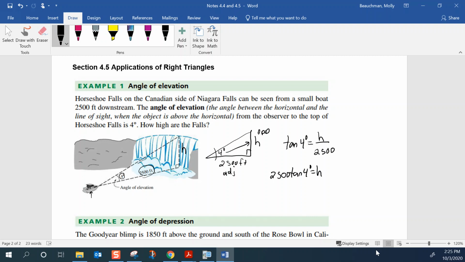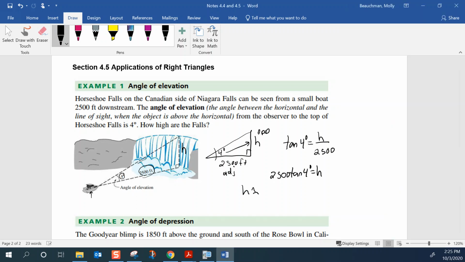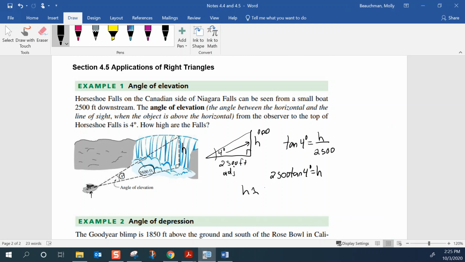So on our calculator, 2,500, make sure you're in degrees, times the tangent of 4 degrees is equal to 174.8 if we're rounding to the nearest tenth. So our height is approximately 174.8, and it's measured in feet. My math lab might ask you to round to the nearest foot. If they do, that would be about 175 feet.